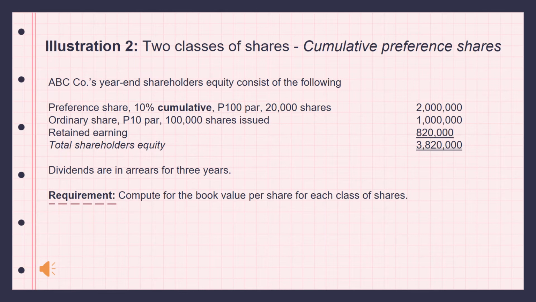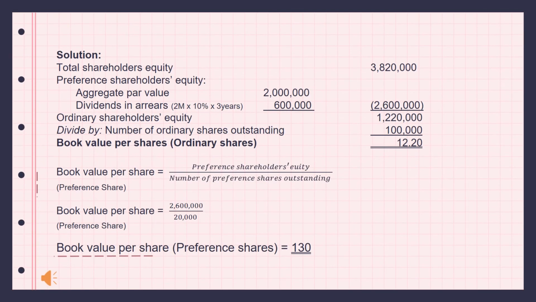ABC Co's year-end shareholders equity consists of the following: preference shares na 2 million, ordinary share na 1 million, at retained earning na 820,000. So idinagdag lang lahat yan, kaya nakuha yung 3,820,000 na total shareholders equity. So additional info, dividends are in arrears for 3 years. Ang requirement, compute for the book value per share for each class of shares. So next ay ang solution for two classes of shares.